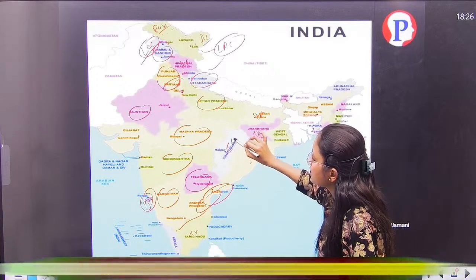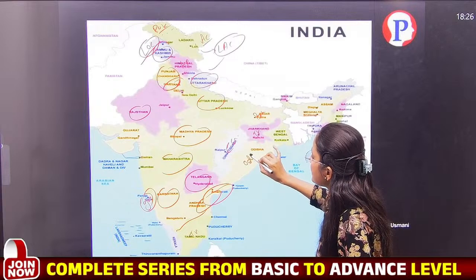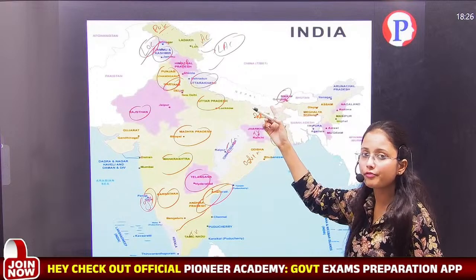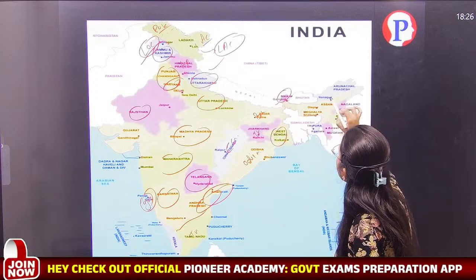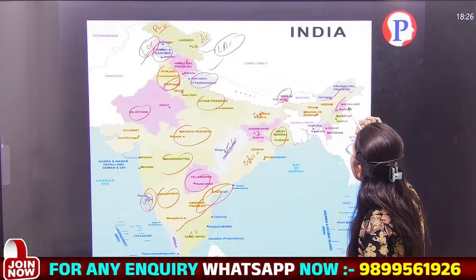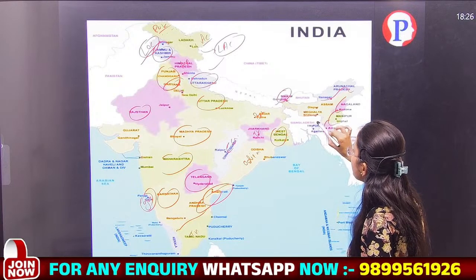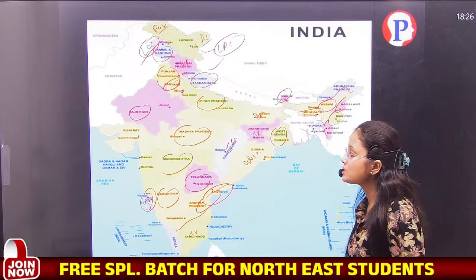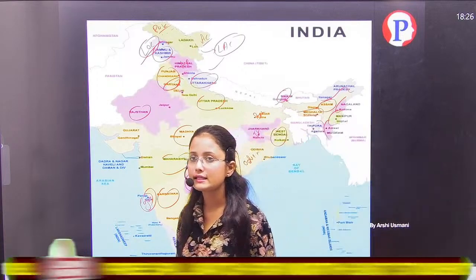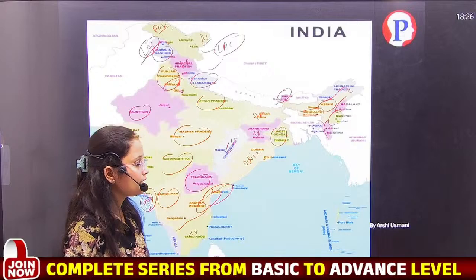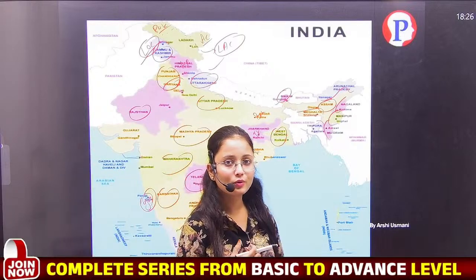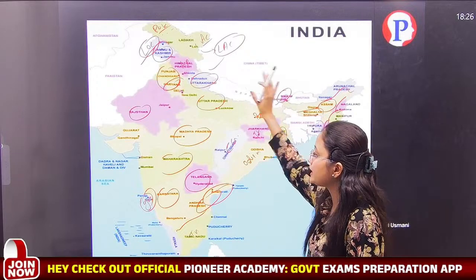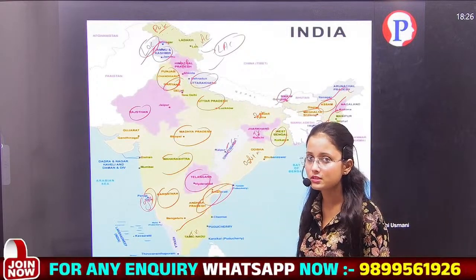Now this is Bihar, Jharkhand, Chhattisgarh, Odisha, West Bengal, and Sikkim, which is also called the chicken neck of India. And this is Arunachal Pradesh, Nagaland, Manipur, Mizoram, Tripura and Meghalaya, and last one will be Assam. So there are 28 states and 8 union territories in India.